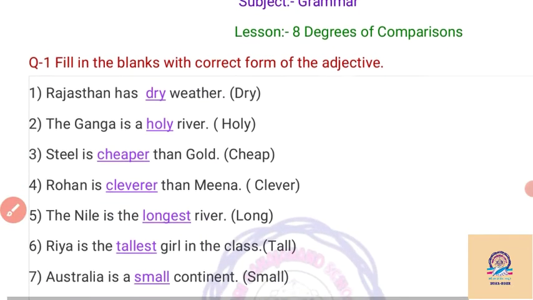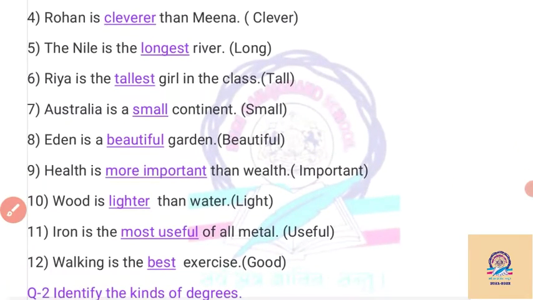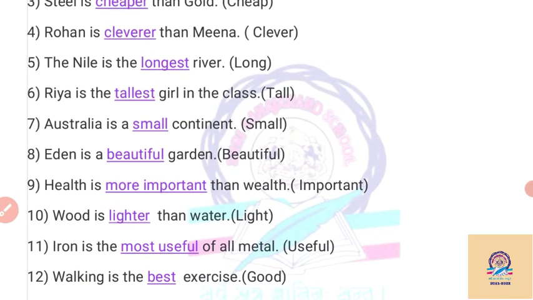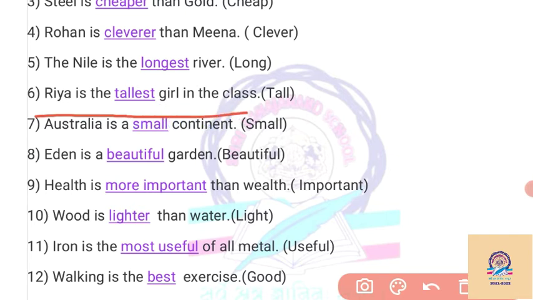And remember, in a superlative degree one noun is compared with the other nouns. Then the sixth example is given here. Ria is the blank girl in the class. So among many girls, we are talking about Ria. Here the adjective tall is given, and tall changes into tallest in the superlative. How can we understand the sentence or the blank? We have to put tallest because of the word the. If in our blank the is given, we can say that it is the superlative degree. So our answer is tallest.